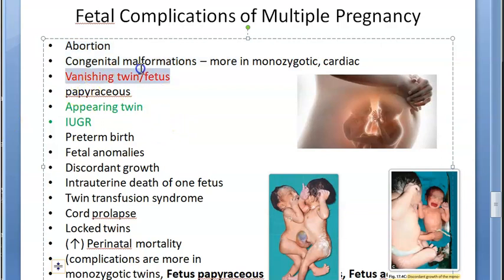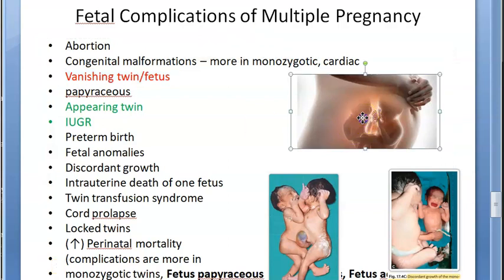Then coming to vanishing twin or fetus. Now what happens here? Vanishing twin. There can be intrauterine death of one fetus. So this again is in monozygotic twins. This loss occurs usually in the first trimester. The twin that is affected just vanishes by resorption.